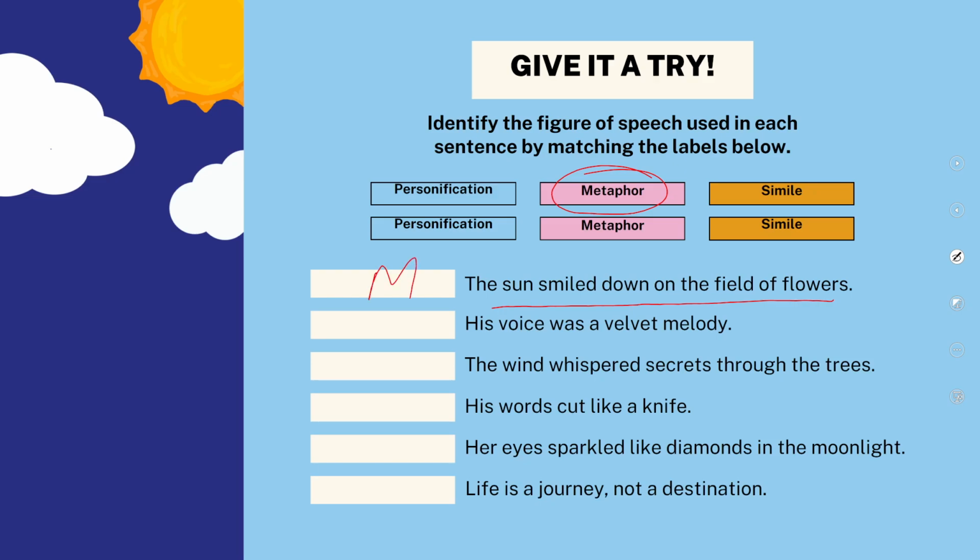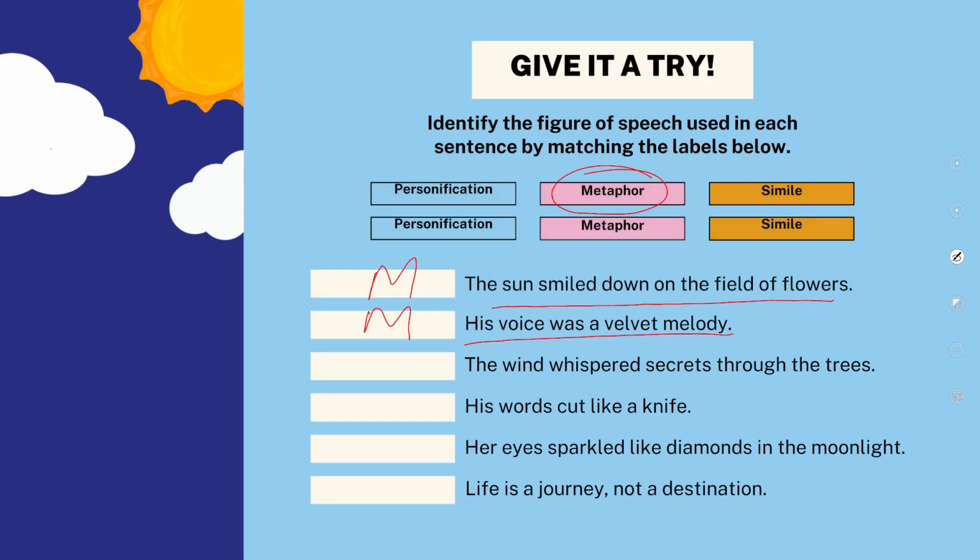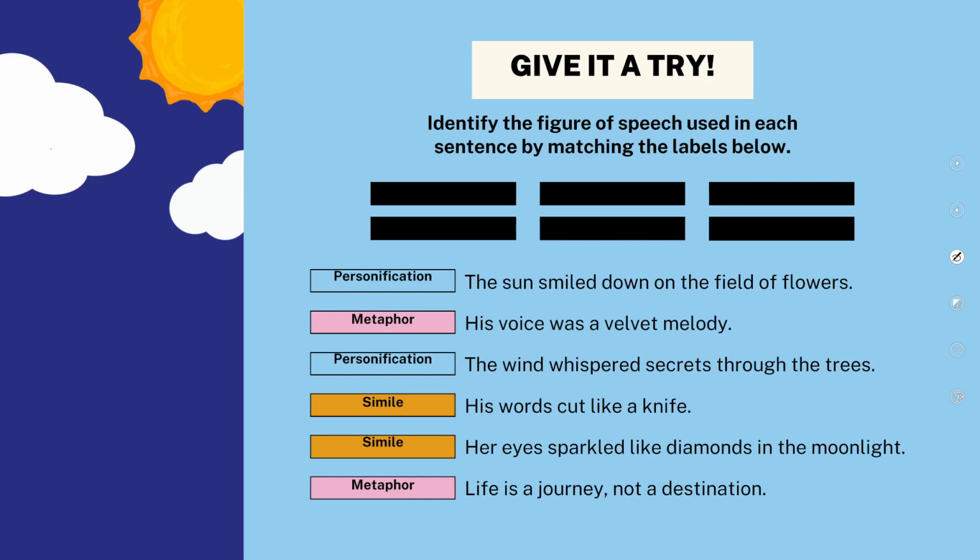His voice was a velvet melody. This could be a metaphor too. The wind whispered secrets through the trees. Let's look at all these examples. Okay, so there was a mistake over here. The sun smiled down. This is a personification. His voice was a velvet melody. This is a metaphor because it is a direct comparison. The wind whispered secrets through the trees.